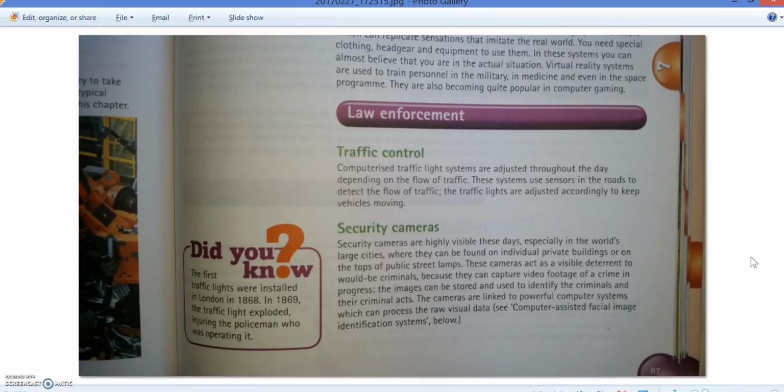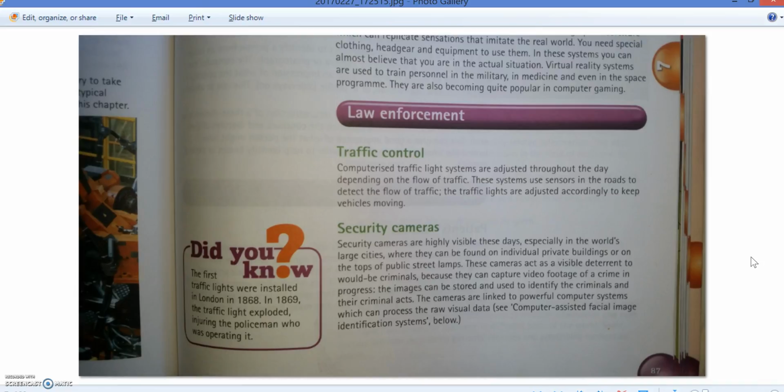This video discusses the applications of ICTs in the field of law enforcement. Now, if you have watched any kind of crime show, any kind of CSI show, movies where they're trying to solve a crime, you would have already been exposed to many examples of the use of ICTs in the field of law enforcement. So let's get started with traffic control.